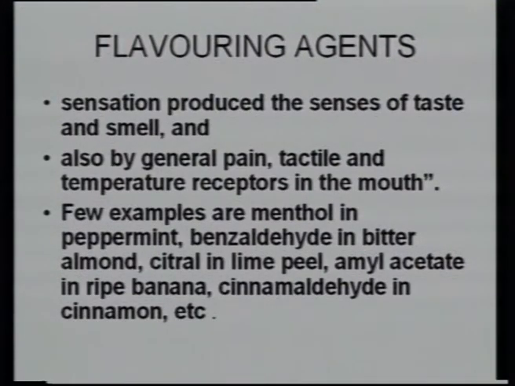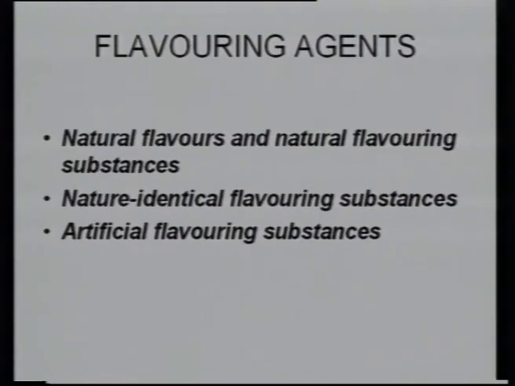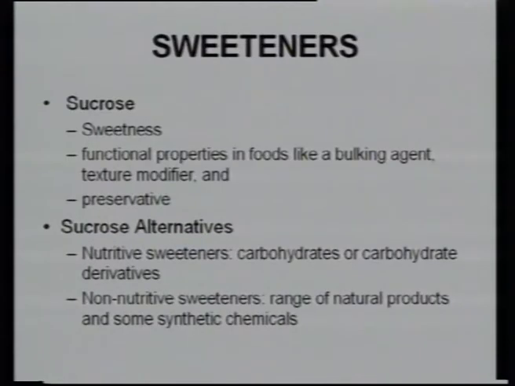Similarly, flavoring agents are also there. What is flavor? Actually, it is a mix of taste and smell, and it involves pain, tactile and temperature receptors in the mouth when we put the food in. Flavoring is a very complex subject. Certain flavor components we have been able to identify, like menthol in peppermint, benzaldehyde in bitter almond, citral in lime, amyl acetate in ripe banana. We have grouped them into natural flavorings, then nature-identical flavoring substances, and then the artificial flavoring substances.